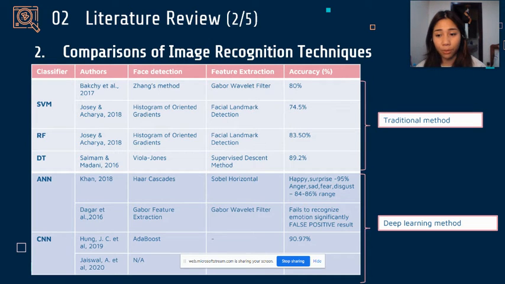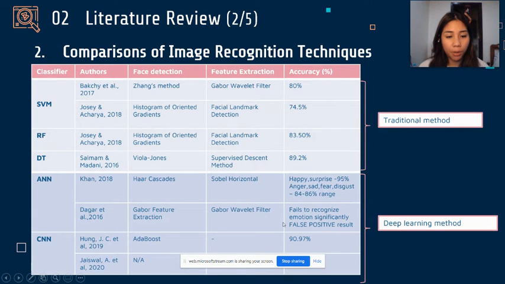Meanwhile, as we can see from the deep learning method, ANN uses a different face detection method, which is Haar cascade, with Gabor feature extraction, and they also apply feature extraction with Sobel horizontal and Gabor wavelet filter. In the result, we can see that they achieved 95% accuracy on only happy and surprised emotions. As for anger and the other discussed emotions, they only achieve 84 to 86% due to overlapping of the facial expressions.